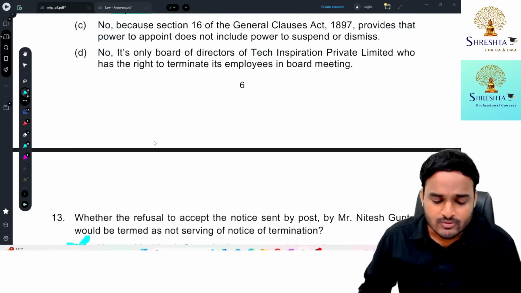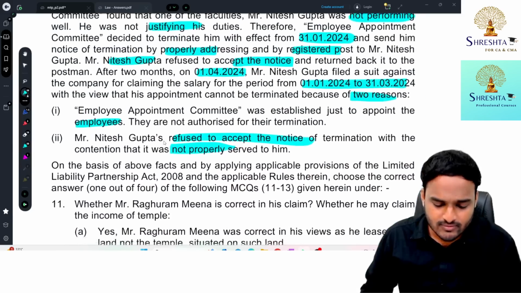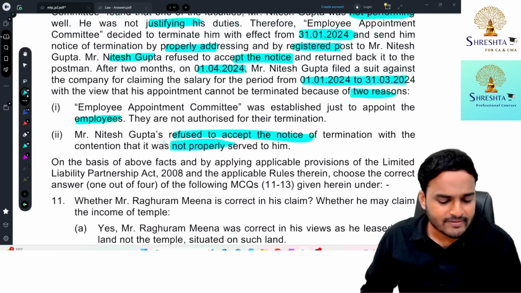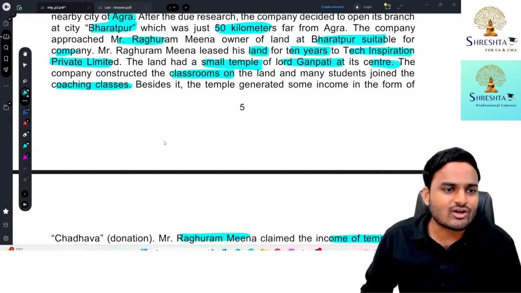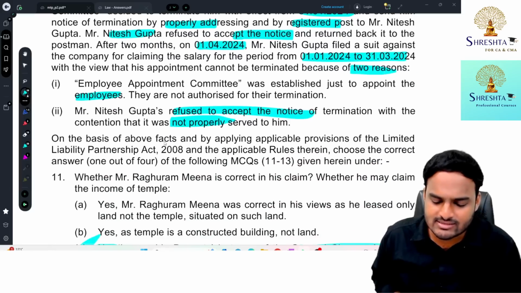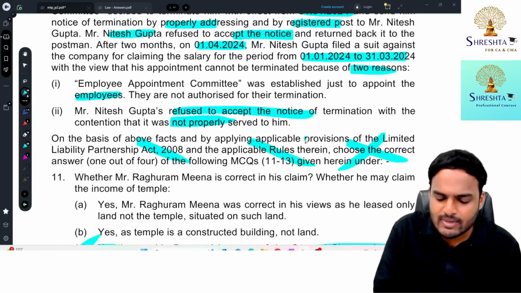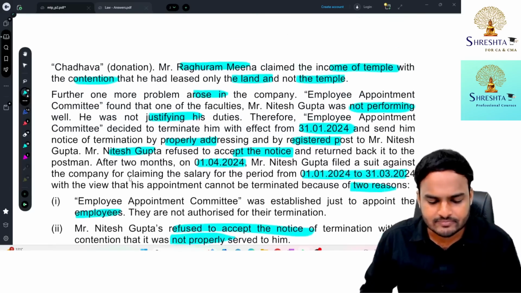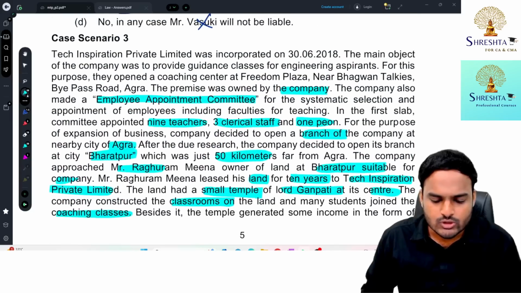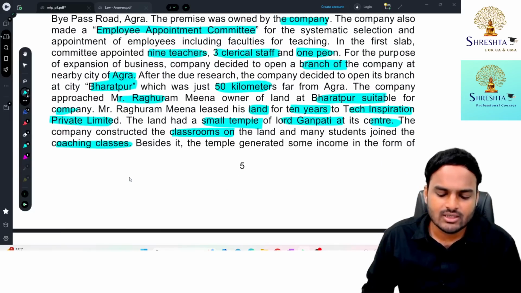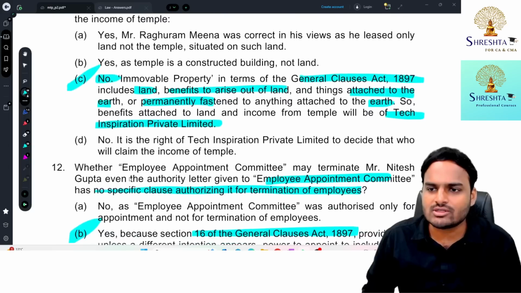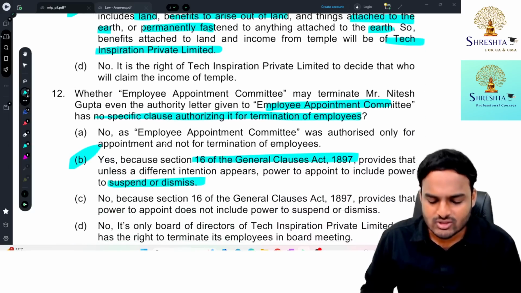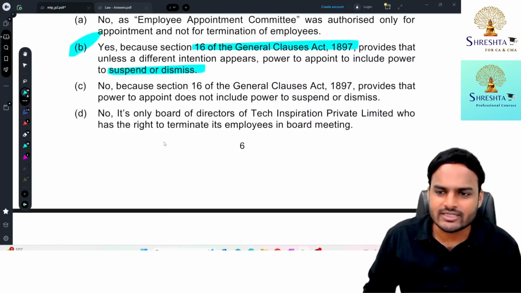With this case scenario, they're asking about LLP. They're asking you to apply the provisions of limited liability partnership, but the questions are related to the General Clauses Act. So some clerical errors happened. Don't consider this paragraph. The question is about a private limited company, and in the multiple choice questions, they're asking about General Clauses Act 1897 provisions. So it's not the LLP Act, it's the General Clauses Act 1897.